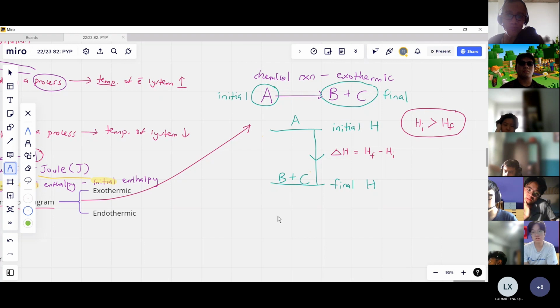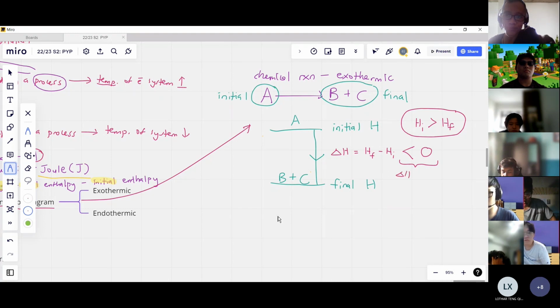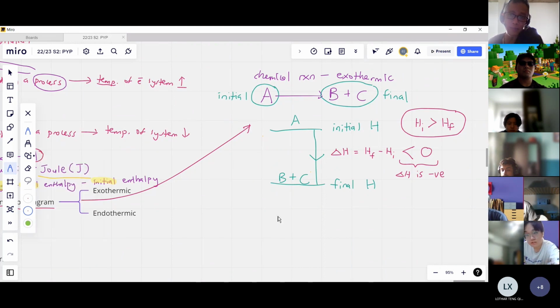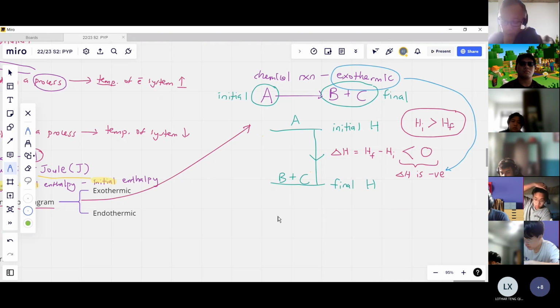It means that my enthalpy change is negative. Guys, make sure you highlight this point. Delta H, or enthalpy change, is negative. This is important. And that also implies that for any exothermic process, you have a negative delta H. So make sure you highlight this. This is super important.